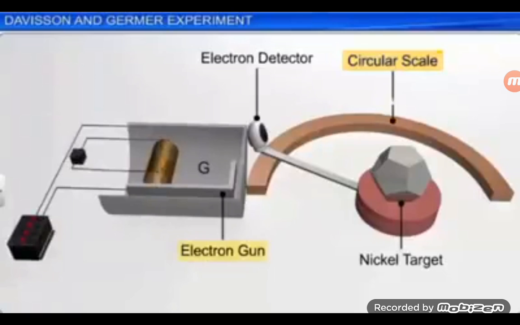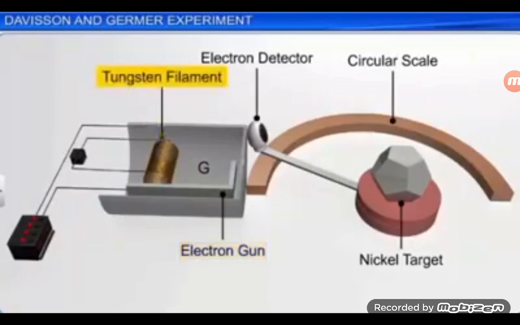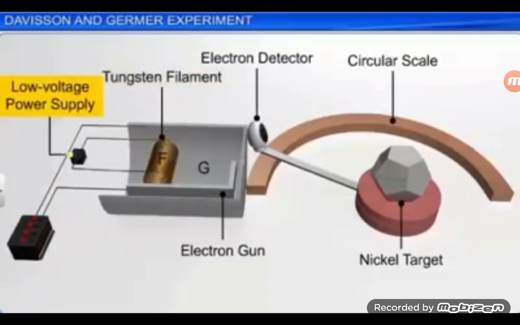The electron gun G is used to produce a beam of electrons. The electron gun constitutes a tungsten filament, F, coated with barium oxide, and can be heated with a low voltage power supply. Electrons are emitted by the filament, and these are accelerated to a desired velocity by applying a suitable voltage from a high voltage power supply.